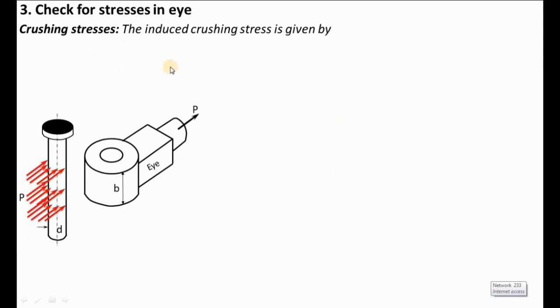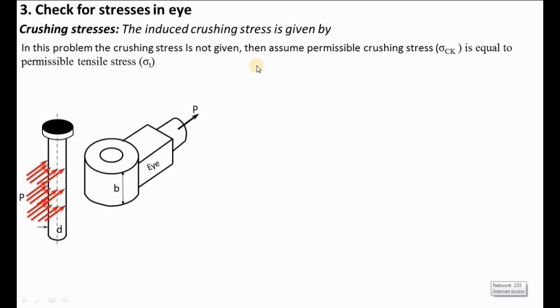Next, let us check for the crushing failure of the eye. As we know, when a force of magnitude P is applied on the eye, the portion of the pin contained inside the eye, having thickness B and diameter d, will get crushed inside the eye, or vice versa, the inside portion of the eye can get crushed because of the pin. So let us calculate the crushing stress.